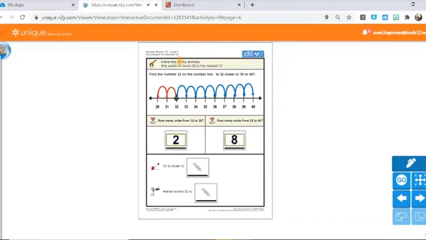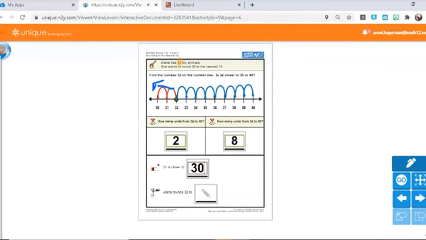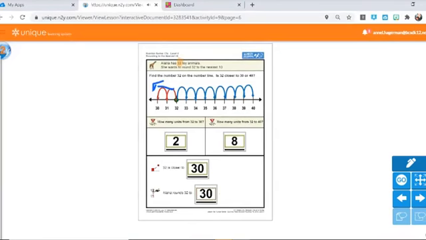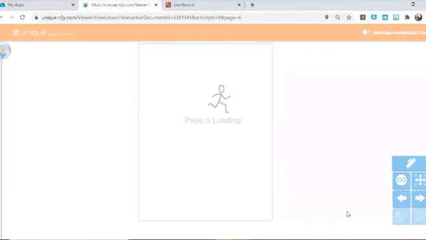32 is obviously closer to 30, isn't it? Elena rounds 32 down to 30. We want to round down since it's closer to 30.